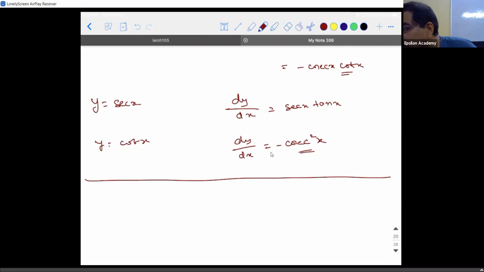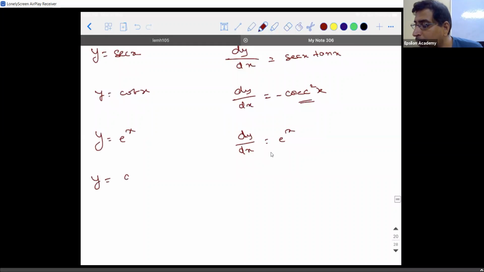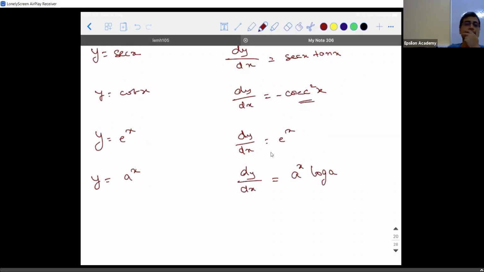Okay, I'll write about the exponential functions also. y is equal to e power x, dy by dx is e power x only. y is equal to a power x, you can write down the formula. Wherever needed, I will show you the derivation. Then dy by dx is written as a power x into log a. All these things I'll explain, but as of now, have it in your mind.